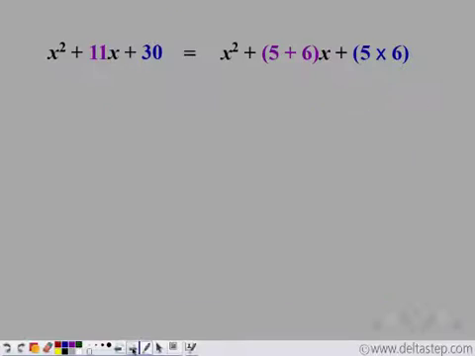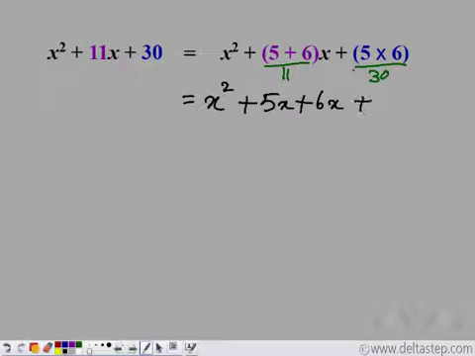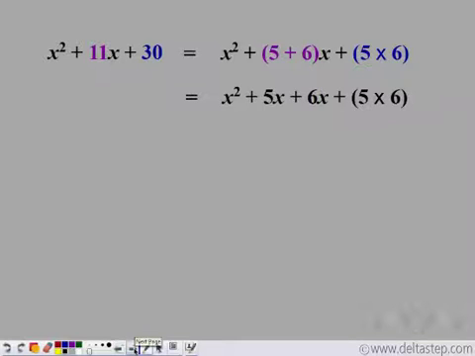Let us see. We have already seen that we can write x squared plus 11x plus 30 as x squared plus (5 plus 6) into x plus 5 into 6, because this is 11 and this is 30. So it's the same as this expression. Now let us expand it to get x squared plus 5x plus 6x plus 5 into 6. We say that we are splitting the middle term in terms of the factors of 30 which we have got.